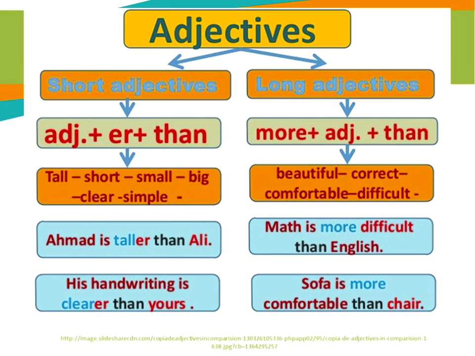But let's talk about the rules for this. You're going to have several rules to consider. So you have, for example, one for adjectives that are short. But what is a short adjective? A short adjective is an adjective that has only one syllable. But syllables in English are different to syllables in Spanish.